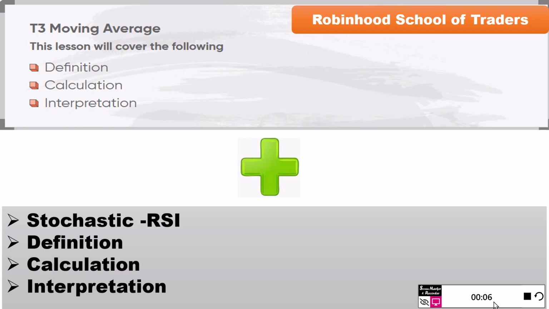In this episode, we'll be learning the advanced level of T3 moving average: the definition, its calculation, interpretation, and, to make our trade more successful, we'll pair this with stochastic RSI. Obviously, we'll go through the definition, calculation, and interpretation. I'm sure you'll enjoy it because in modern trading warfare, you have to be highly equipped with the latest technology.